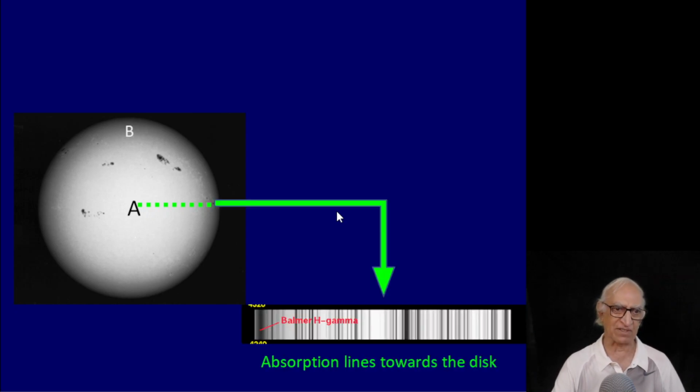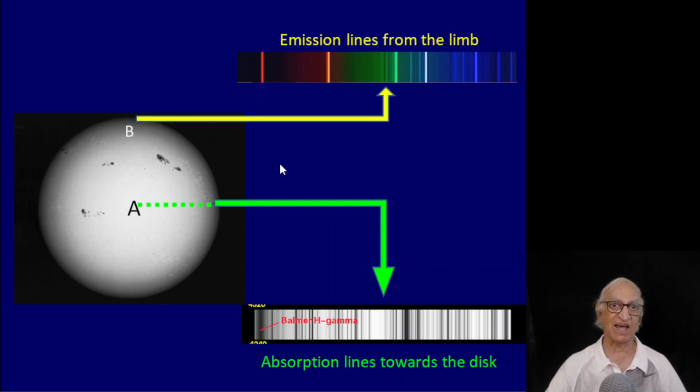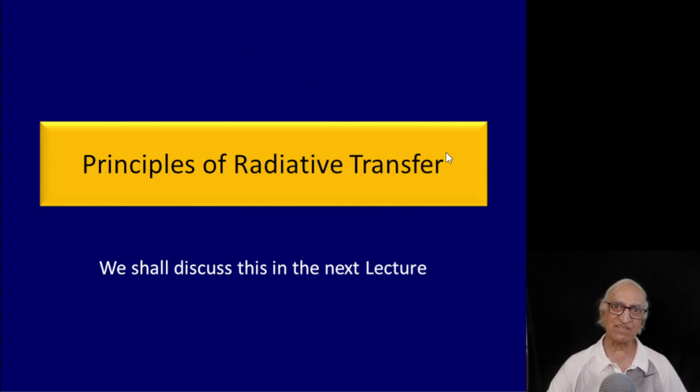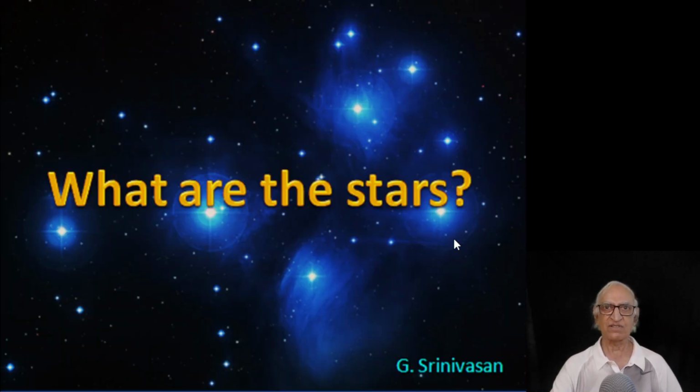So the question now is the following. When we look at the center of the sun, or anywhere in the disk of the sun, what we see are absorption lines superimposed on the continuous spectrum of an opaque body. But when we look at the limb of the sun, as just before total eclipse, for example, you see emission lines superimposed on a weak continuum. Why is this so? This is a fundamental question, and we simply have to understand this thoroughly and deeply. That we shall discuss in the next lecture, in which we shall discuss the principles of radiative transfer and the principles of absorption and emission of radiation. But let us now move on to the question, what are the stars?